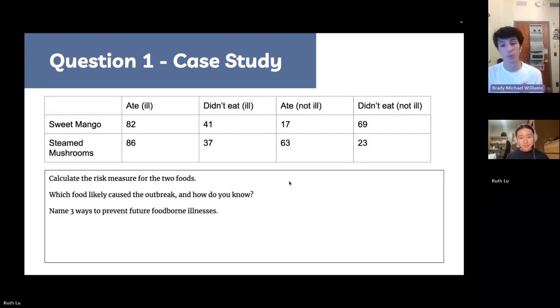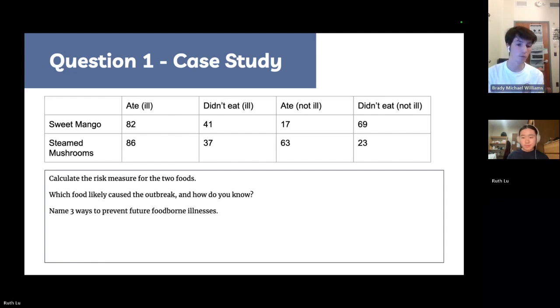So here is an example of data from this outbreak. We have 2 exposures, sweet mango and steamed mushrooms, and we have a table that is sort of similar to a two-way table, not quite, so be careful with that. But we are tracking whether they got diseased and whether they ate that food.